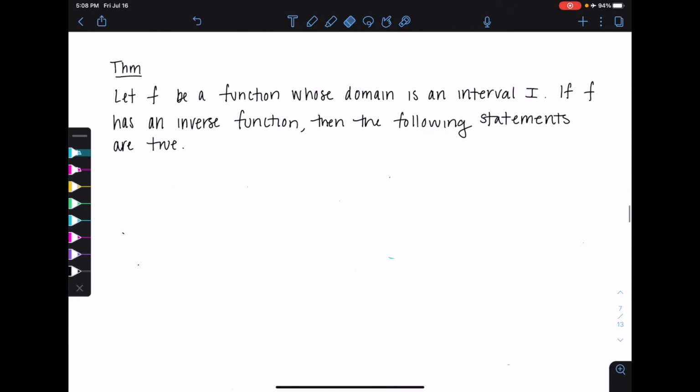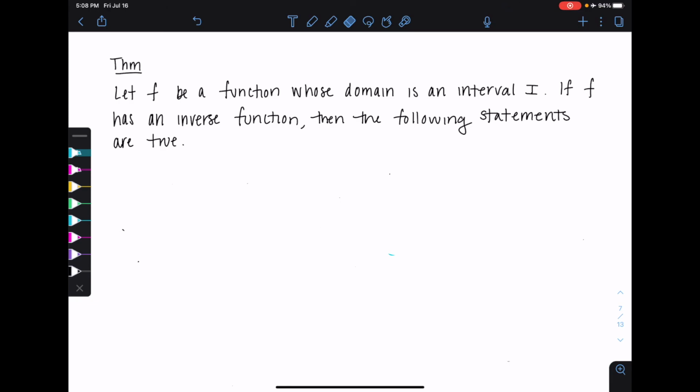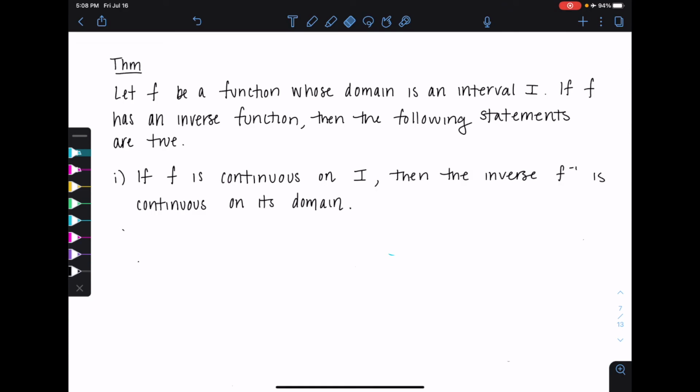We're going to look at a theorem that talks about some of the connection between properties of functions and their inverses. So let's let f be a function whose domain is some interval I. If f has an inverse, then the following statements are true. If your function's continuous on I and it has an inverse, we can go ahead and swap all those roles. The inverse is also going to be continuous on whatever its domain is going to be.